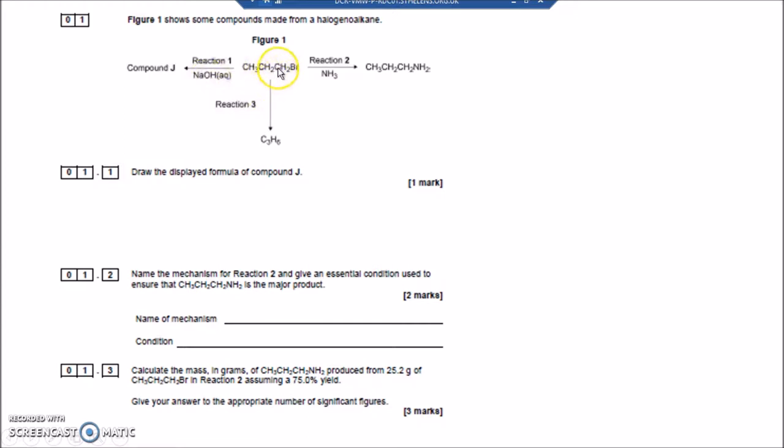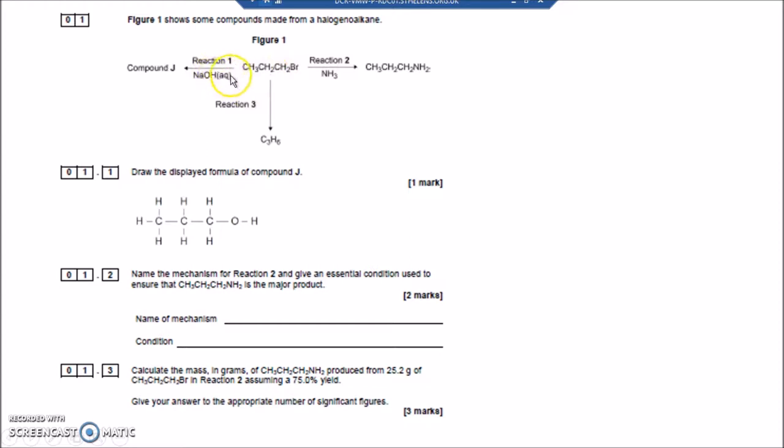and bond with that C and make propan-1-ol. The C-Br bond breaks and the Br minus comes off. So that's a process called nucleophilic substitution. The OH minus is a nucleophile, it's a lone pair donor.